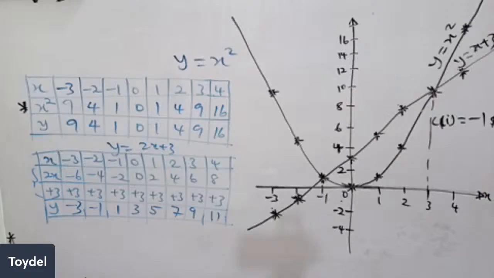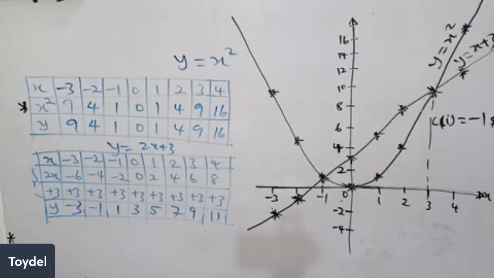Then we have to find the gradient of y is equal to x squared at x equal to -2. We want to find the gradient at x equal to -2. Of course, we know the meaning of gradient. Gradient is actually called slope.